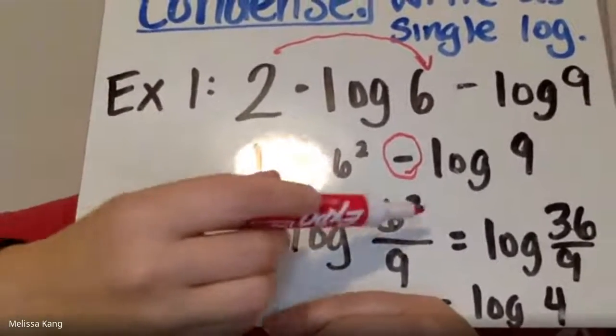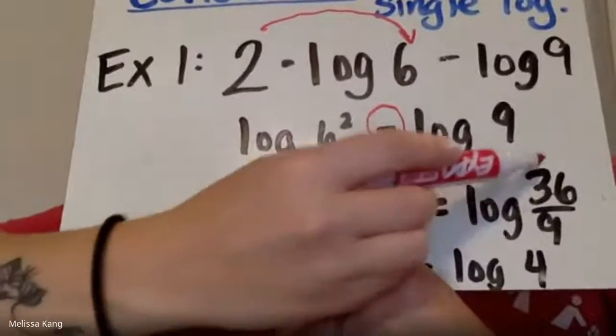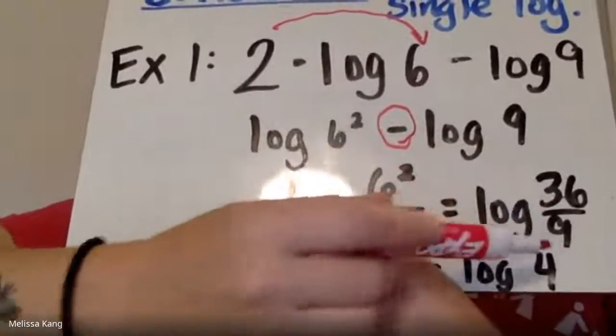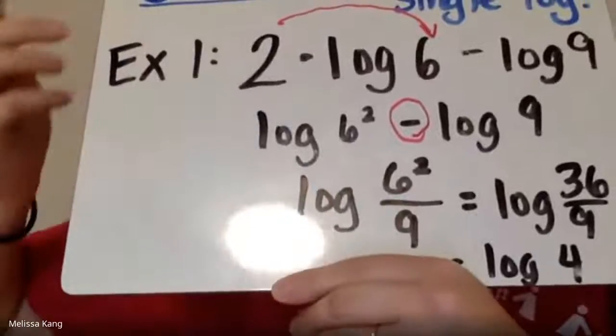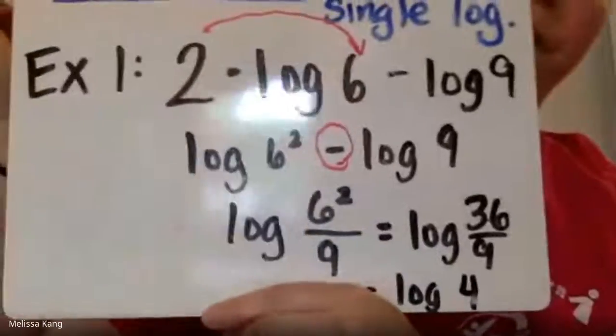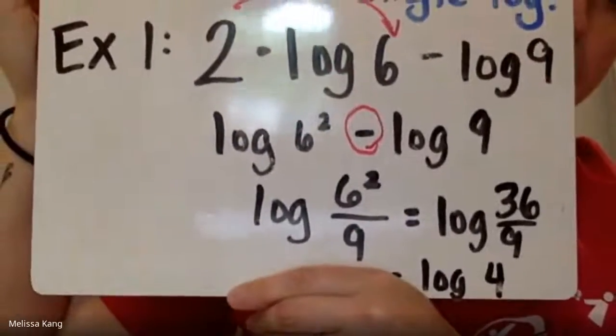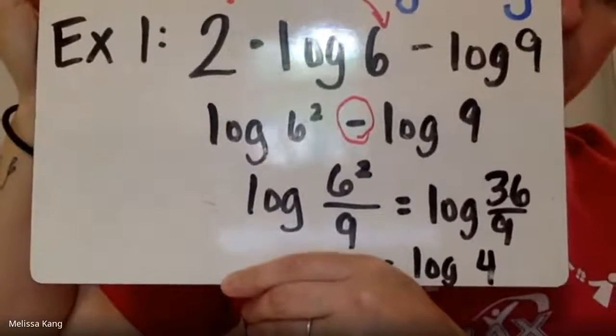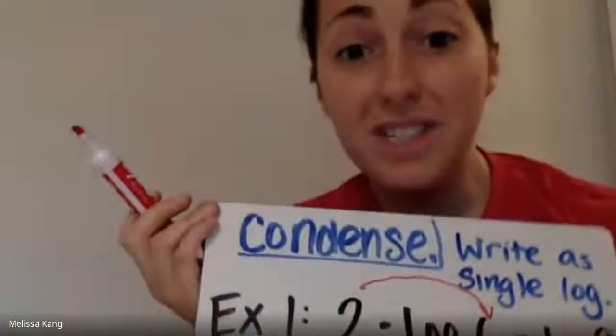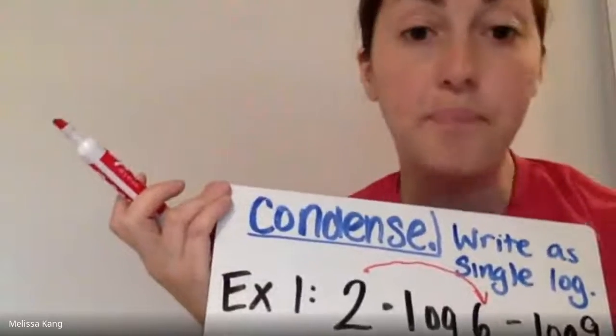Now I just got to do math. 6 squared is 36, so I have log 36 divided by 9. Oh yeah, 36 divided by 9, I know that. That's log 4, okay? So make sure you understand all this. We use 2 different rules here. There's usually 2 with condensing. Sometimes it's all of them.